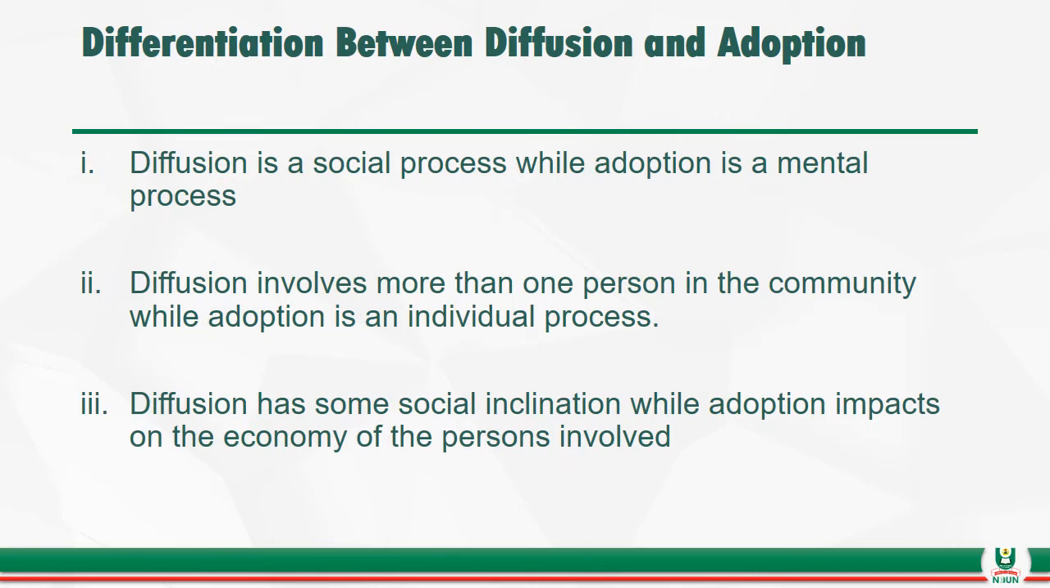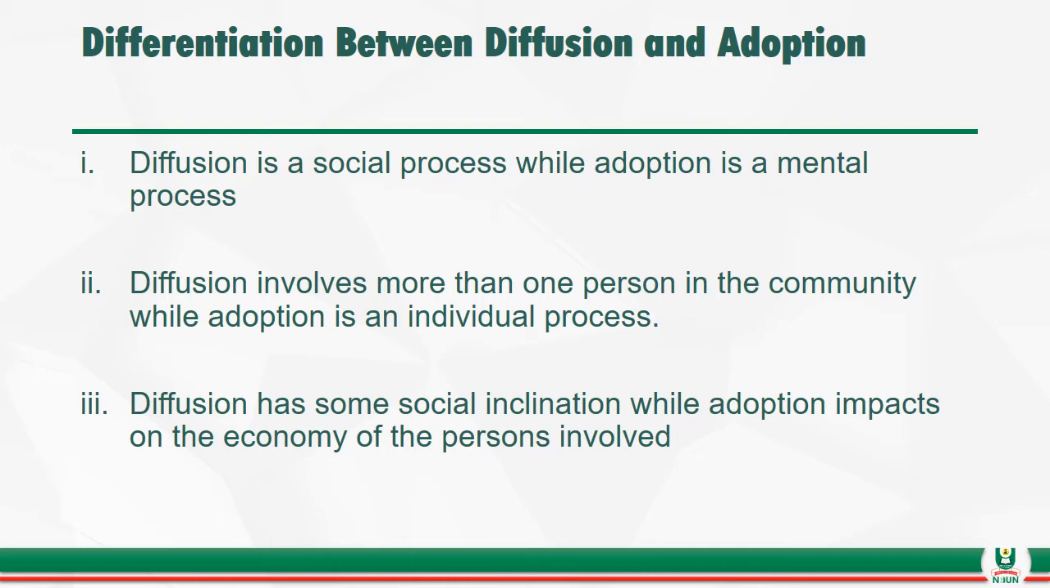Differentiation between diffusion and adoption. Diffusion is a social process, while adoption is a mental process. We say diffusion is a social process because it is something that hovers around a particular group of people in a community, while adoption is a mental process because it is something that they have to think about using their brains.